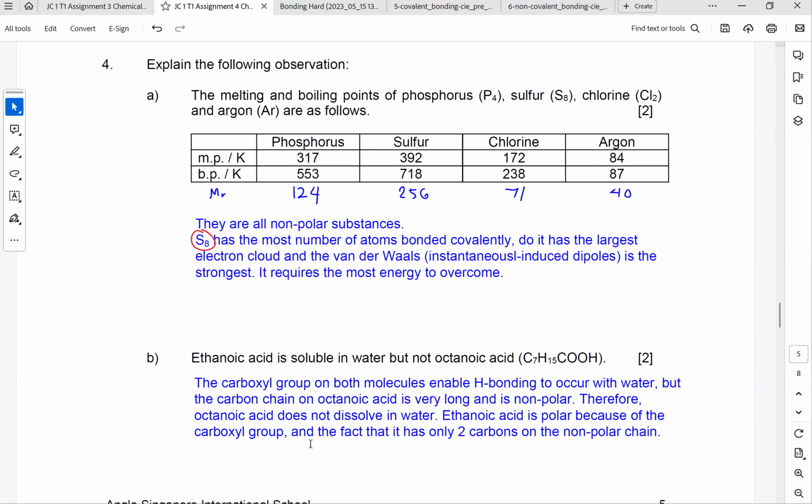Ethanoic acid is soluble, but not octanoic acid. You have to say that both acids have an OH group, so they can hydrogen bond with water, but the nonpolar portion of octanoic acid is larger. That's why it becomes less soluble. But you need to say that both can hydrogen bond with water because of the OH group.